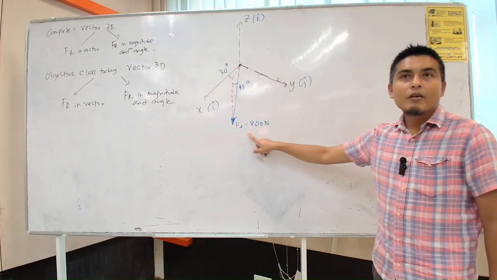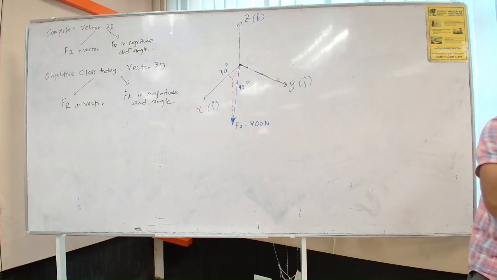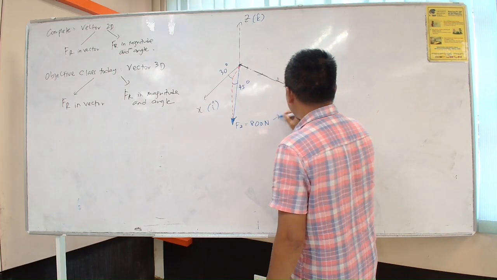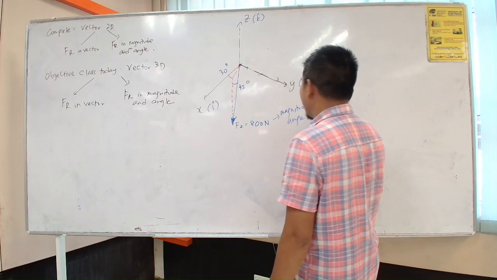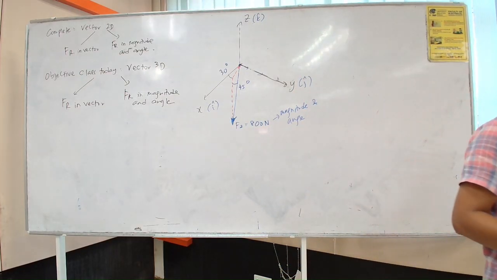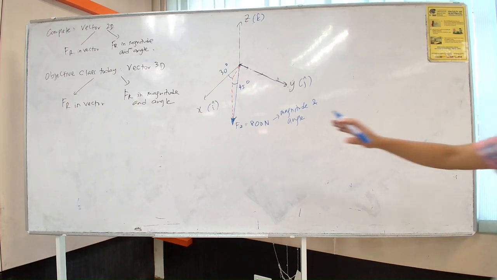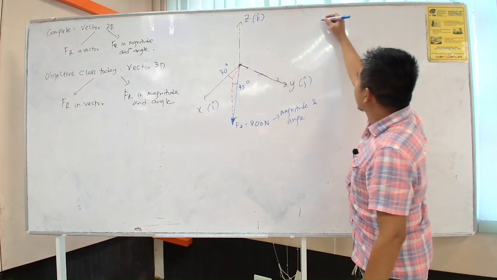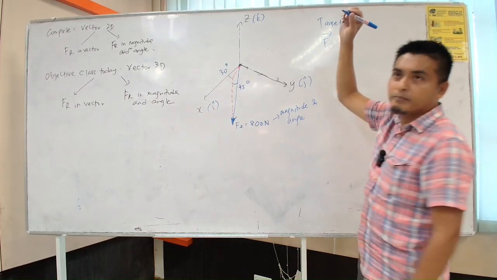The F2 here, what is the form of F2? Magnitude and angle. So what do we need to find? F2 in vector form. That's our target. We want to convert this F2 to a vector form. So, our target is to find F2 in vector form.